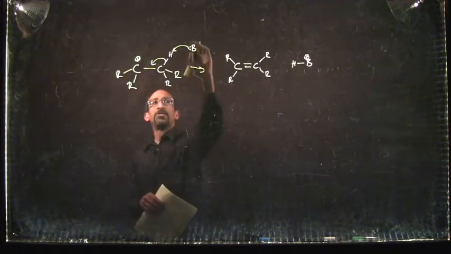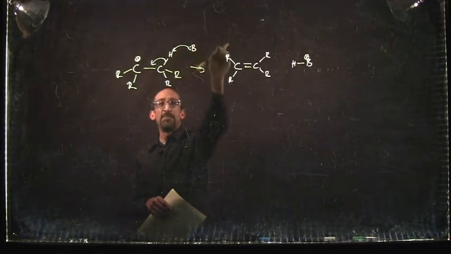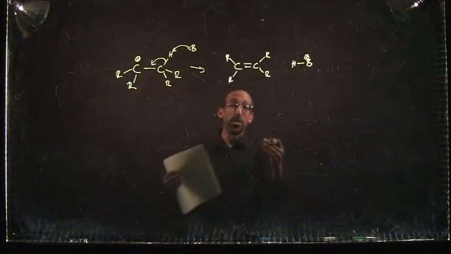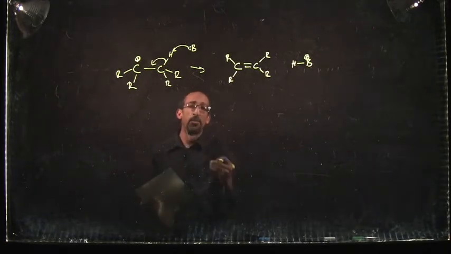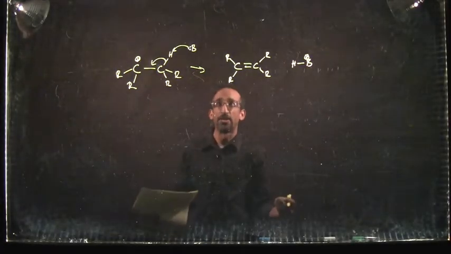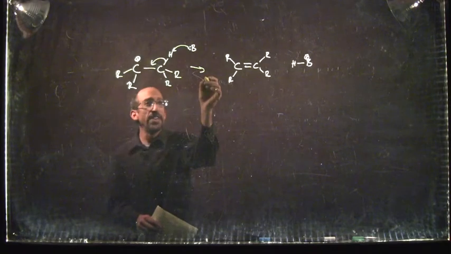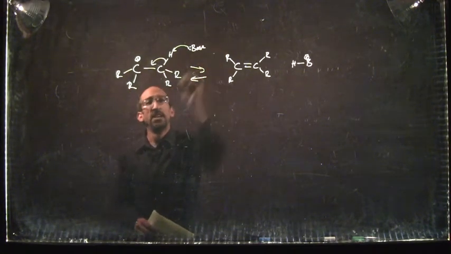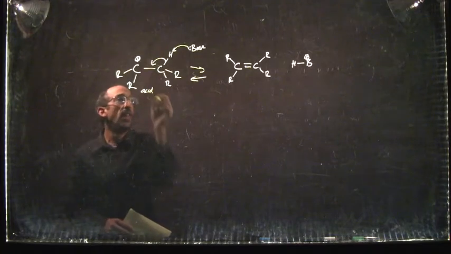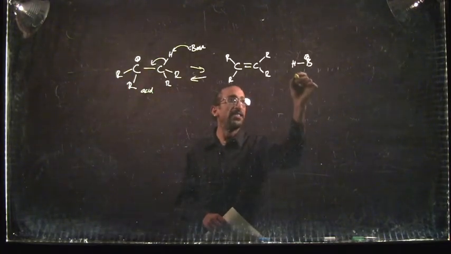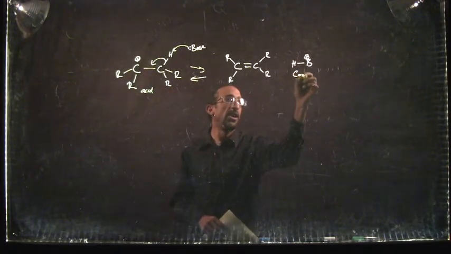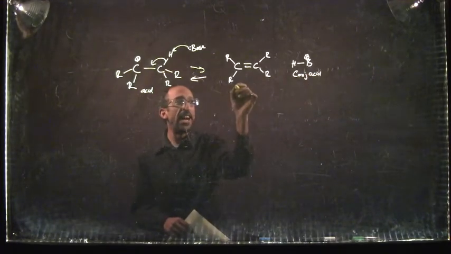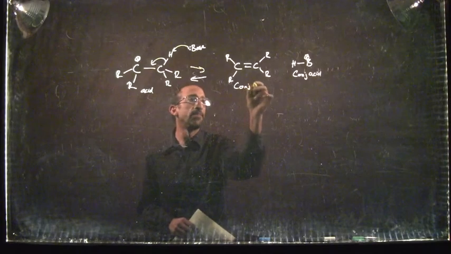I have something accepting a proton, something donating a proton, right? And so that's the classic definition of a Bronsted-Lowry acid-base reaction. And so if we think of the reverse of this process, so here's our base, and here's our acid, we can think of the other side as this is now our conjugate acid, and the alkene is our conjugate base.